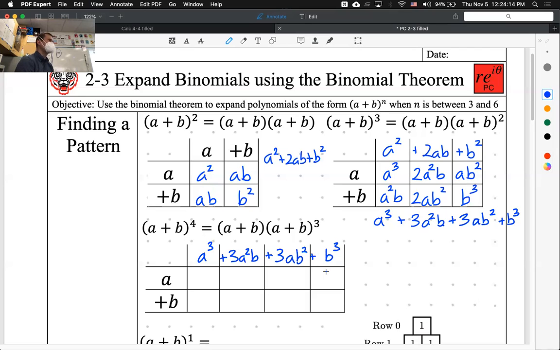All right, rapid fire again. Here we go. Nice and easy one to begin us off. So a to the power of 3 times a, Beverly. A to the power of 4. Next one, we have 3a squared b times a. Oscar. It'd be 3a cubed. 3a cubed b. There it is. Thank you. Next one, 3ab squared times a is what? Sam.